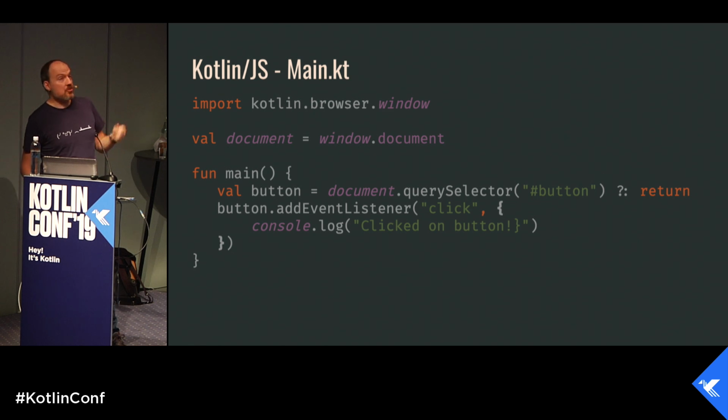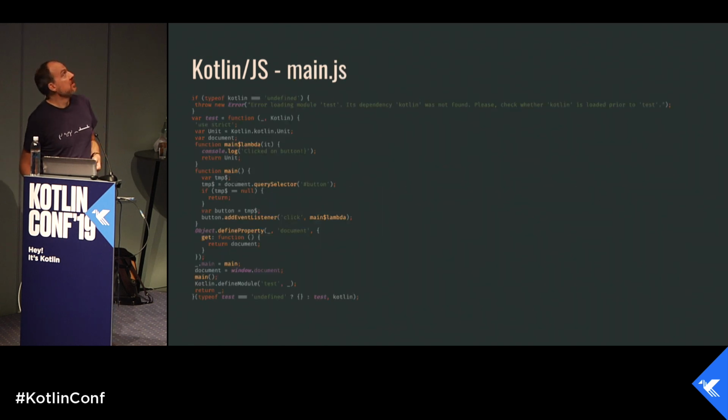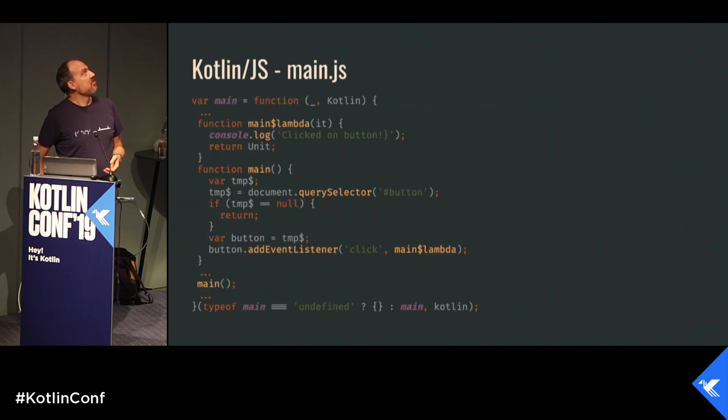So we run this through the Kotlin compiler, and you get this. Everybody can read this, right? Yeah, so it's a lot of code. Of course, it's a lot of code. Let's extract all the unnecessary stuff.